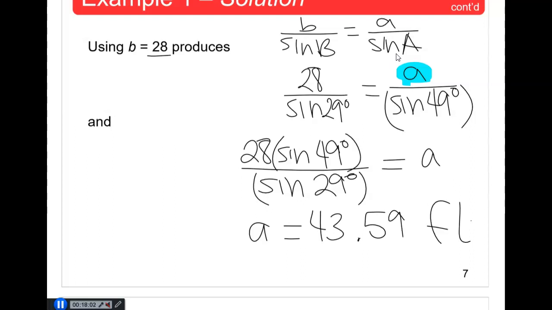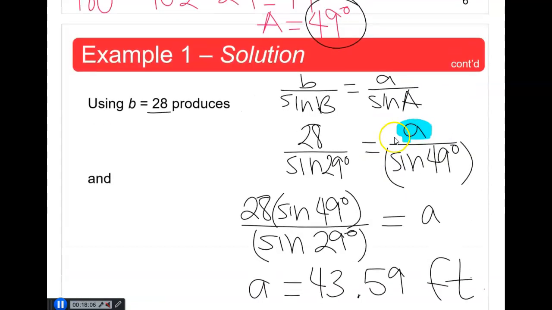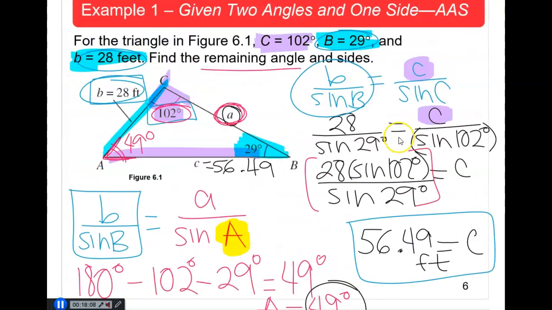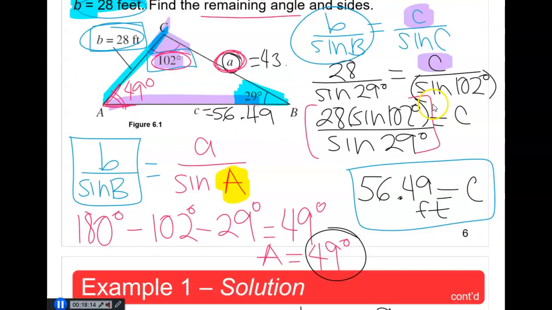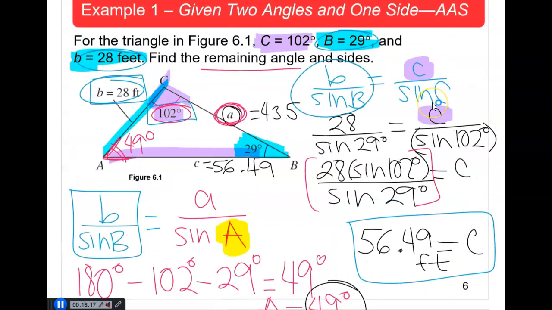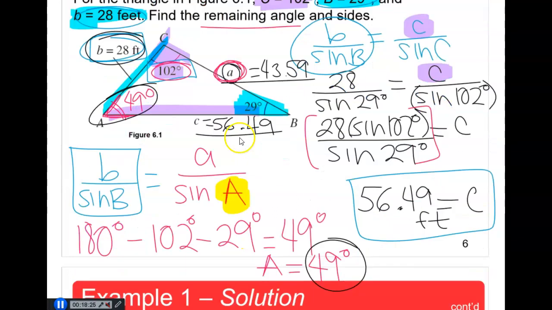And the units are feet. And so that's just how we solve the triangle. We have all three of them. I forgot, 43.59. We have all three sides, and we also have all three angles. So that's how we know we're done.